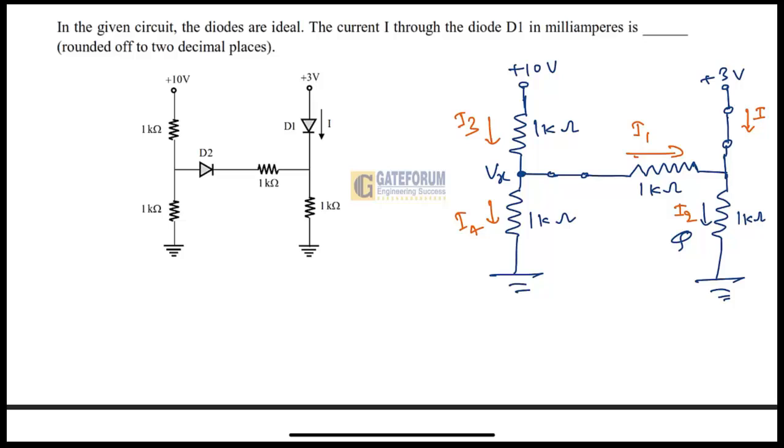So the question here is, in the given circuit, the diodes are ideal. The current I through the diode D1 in milliamperes is, fill in the blanks, and the answer should be rounded off to 2 decimal places. And this is the circuit given for this question.